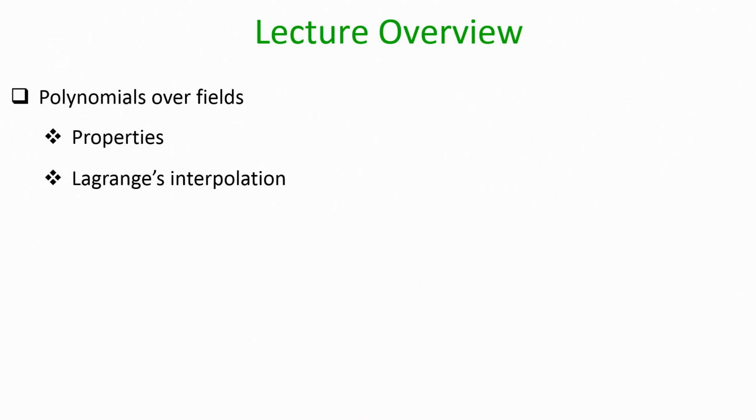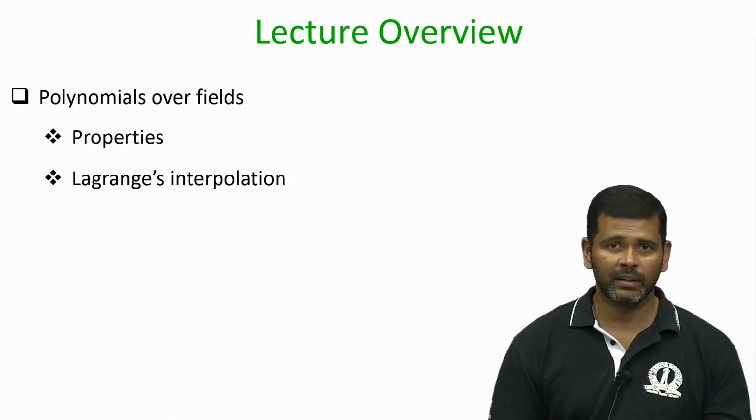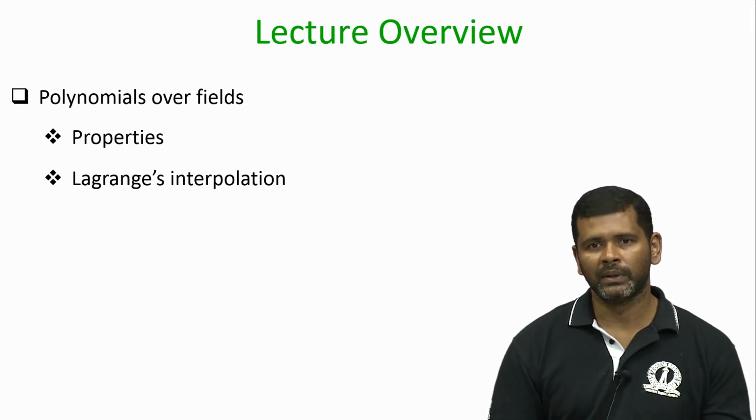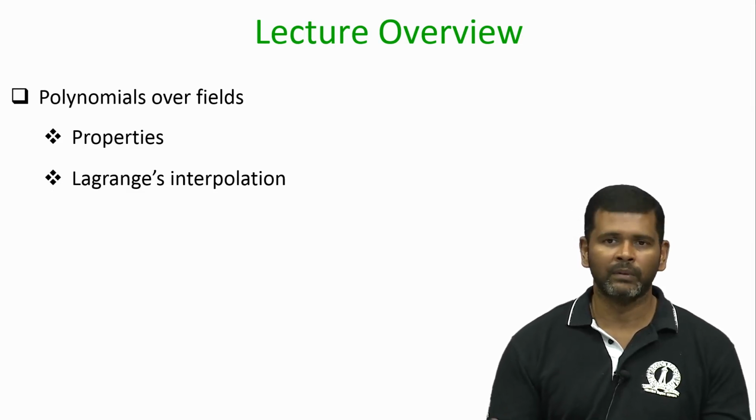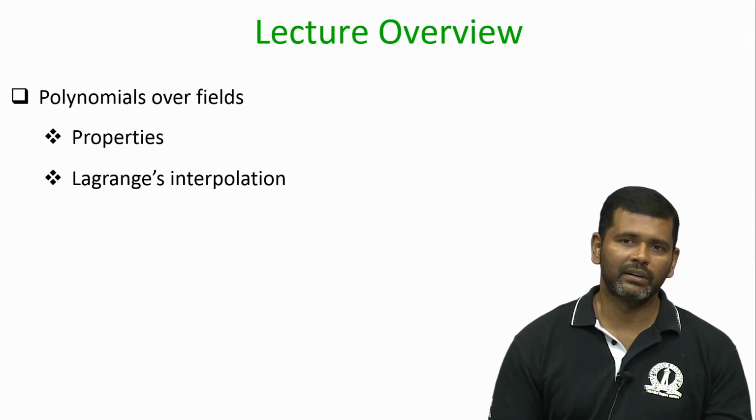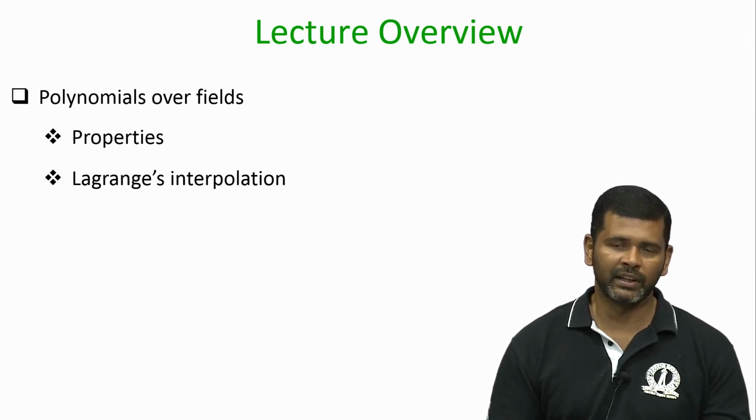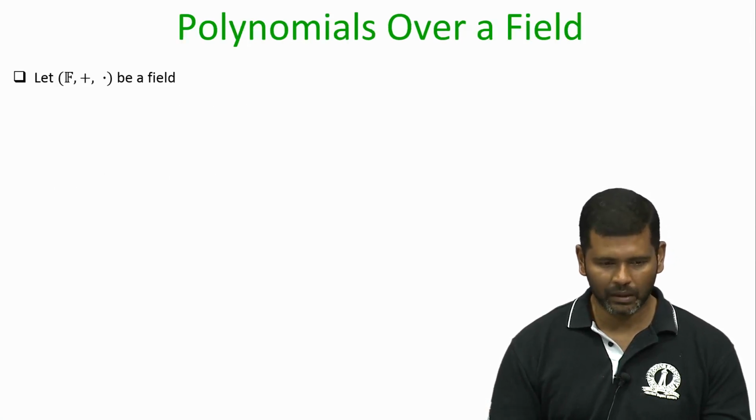Plan for this lecture is as follows. In this lecture we will see some basic properties regarding polynomials over fields, and we will also discuss Lagrange interpolation. The reason we want to discuss these concepts is that, looking ahead, this will be useful when we want to design an efficient threshold secret sharing scheme for any given threshold t which is less than n.